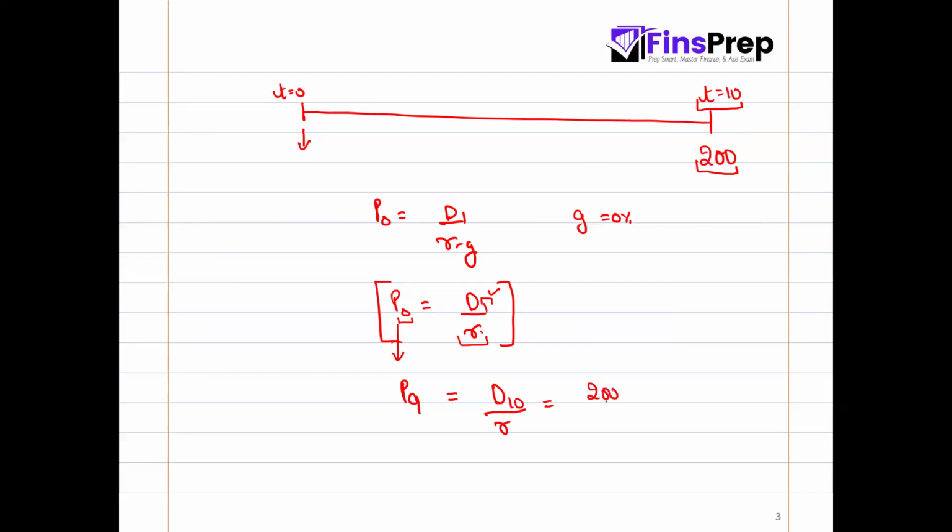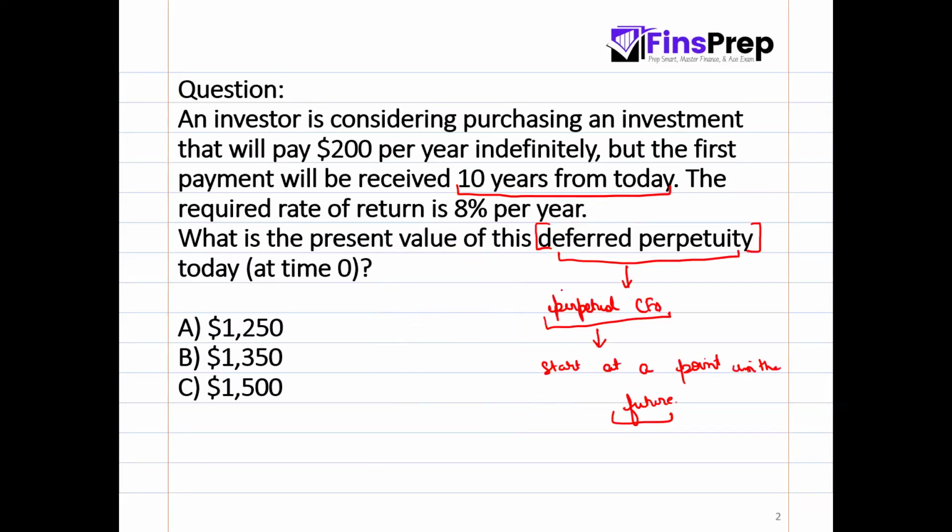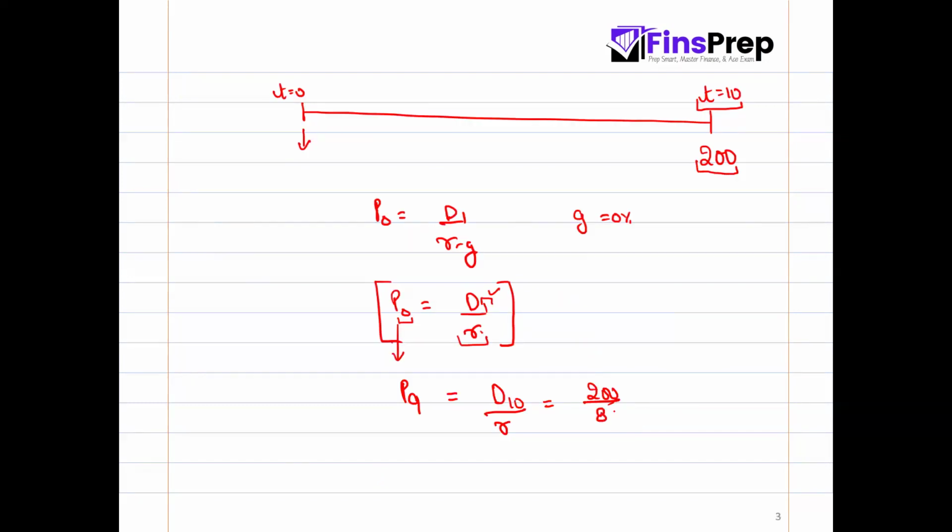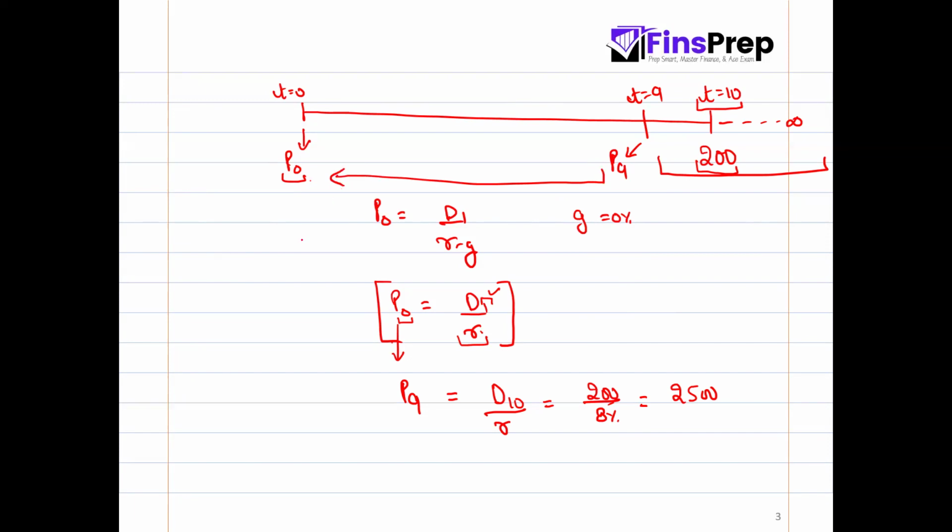So D10 is 200 and R is given as 8%. So this you can solve: 200 divided by 0.08. This will come out to be 2500. So now we got the present value of this perpetual cash flow at t is equal to 9. But we need to compute the value at t0, so we need to discount this value till t0.